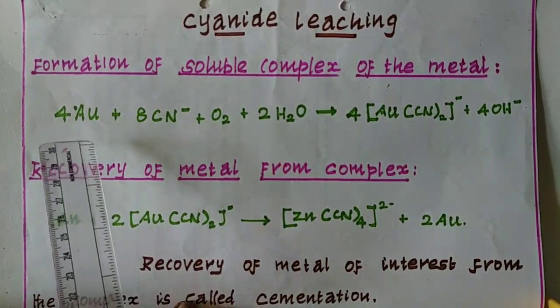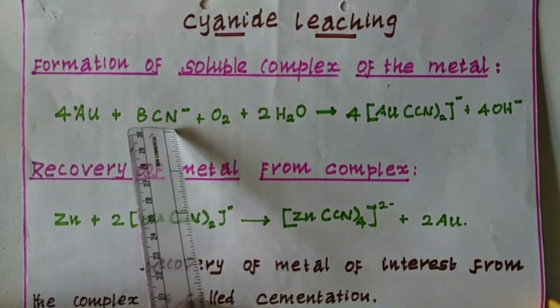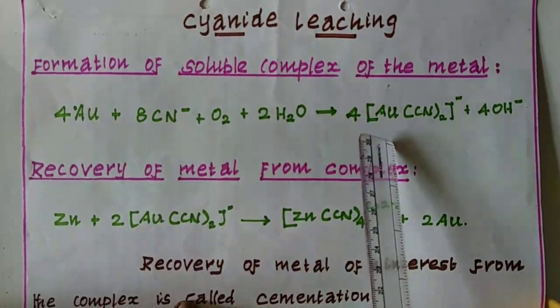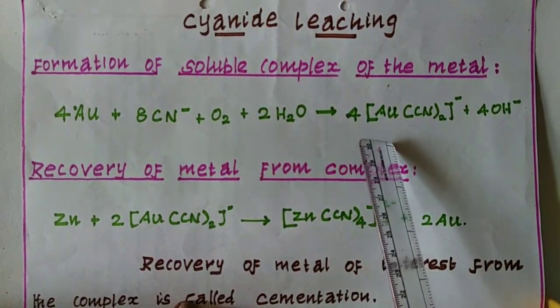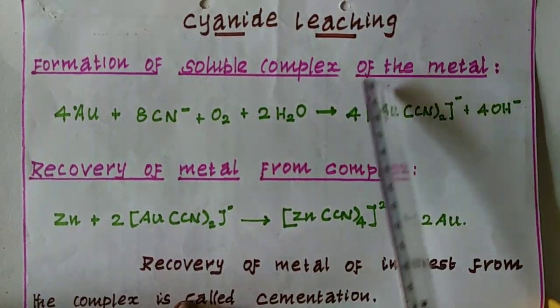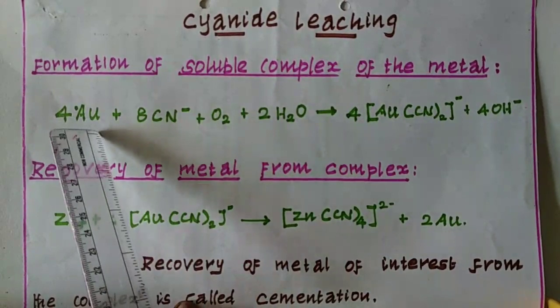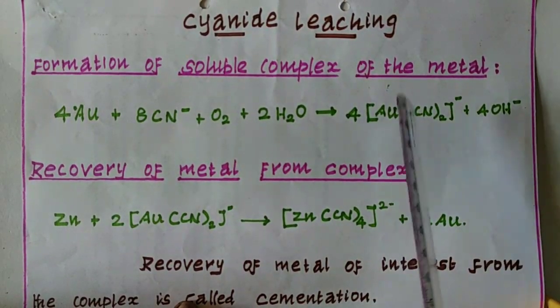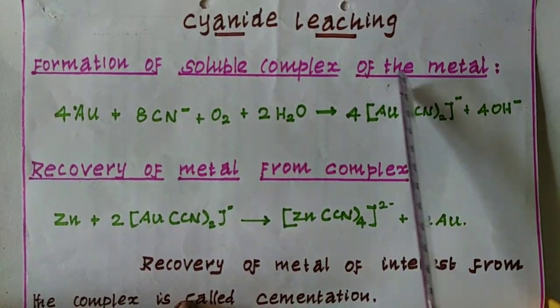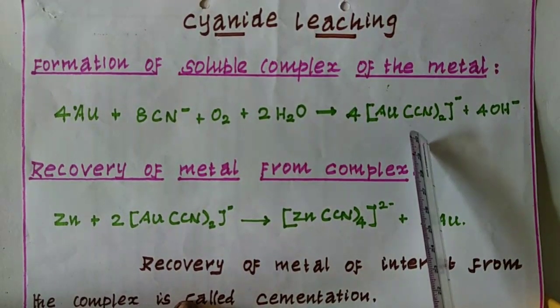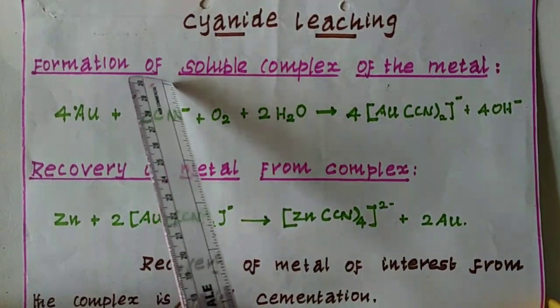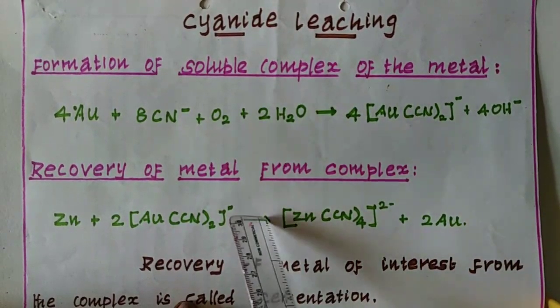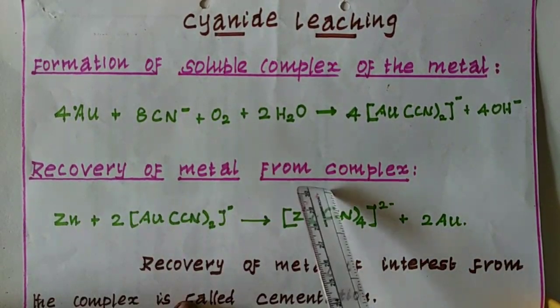Now, this gold metal, by reaction with this cyanide solvent, what is generated? A complex is generated. This is the complex of gold. Now, step 2 is separation of the metal from this complex. That is step number 2. Step number 1 is formation of the complex. Step number 2 is recovery of the metal from the complex.